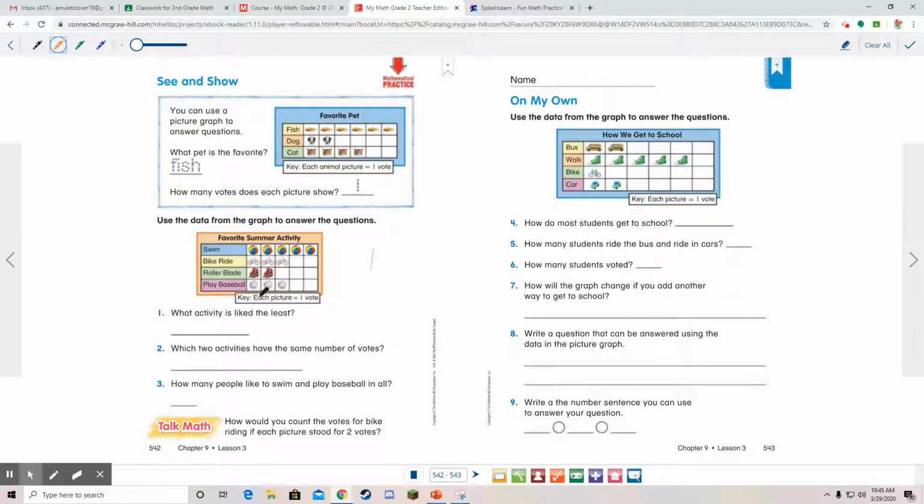First of all, let's look at the key. Each picture is one vote. Okay, so that's the first thing. You should always check your key. What activity is liked the least? That means it has the smallest amount of votes.